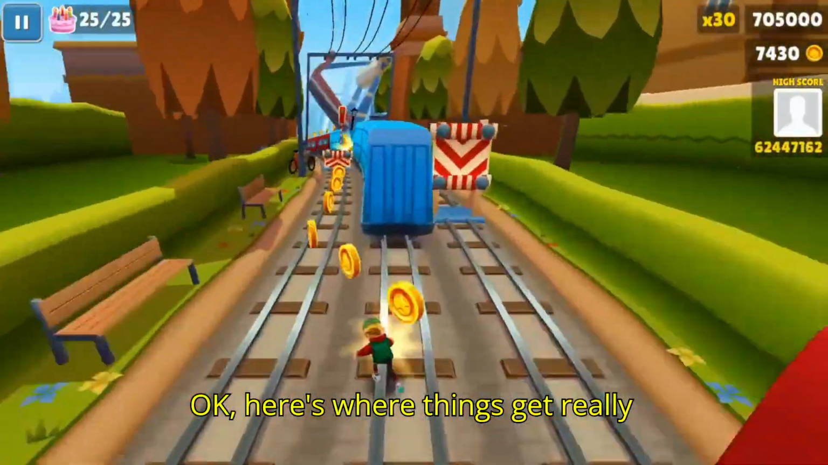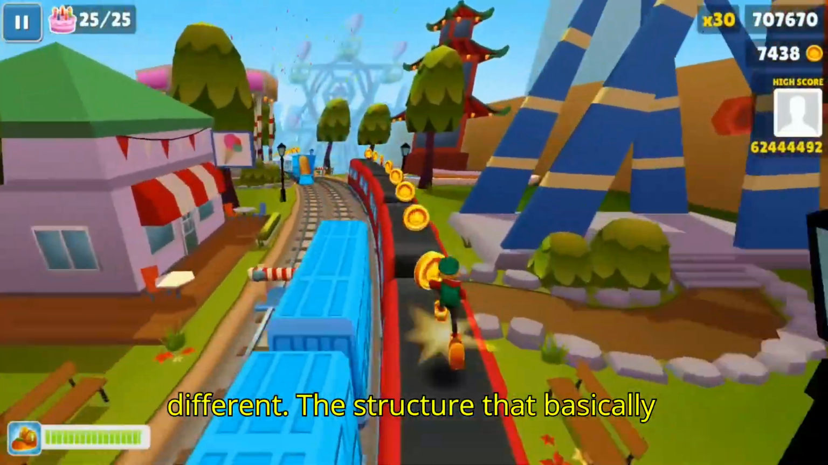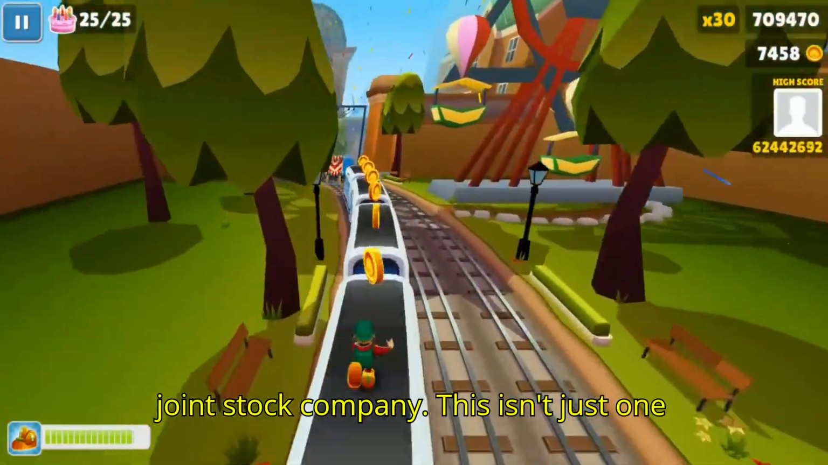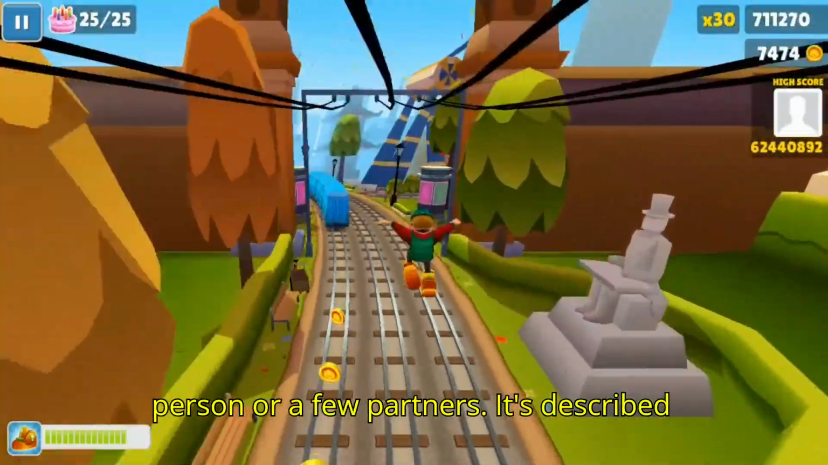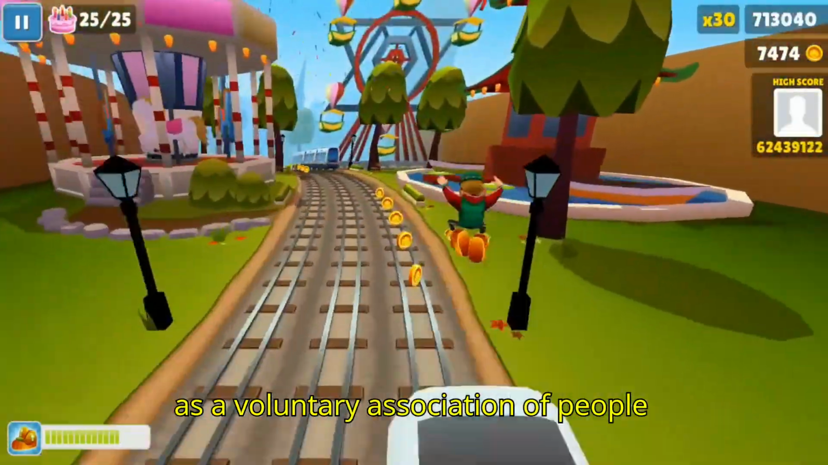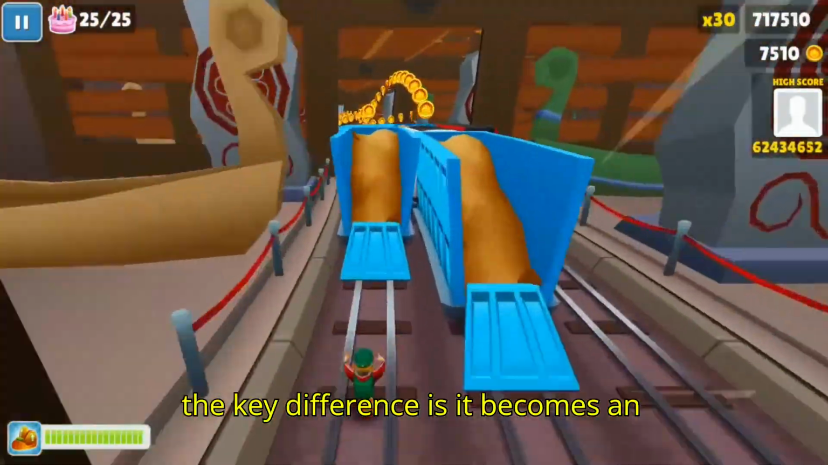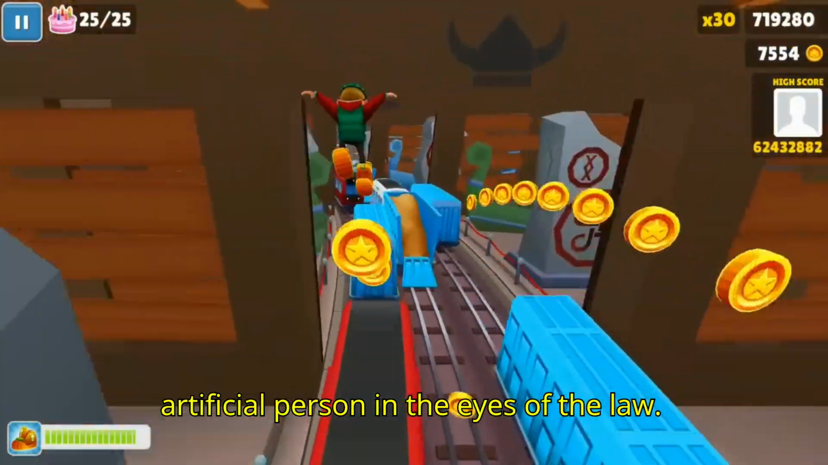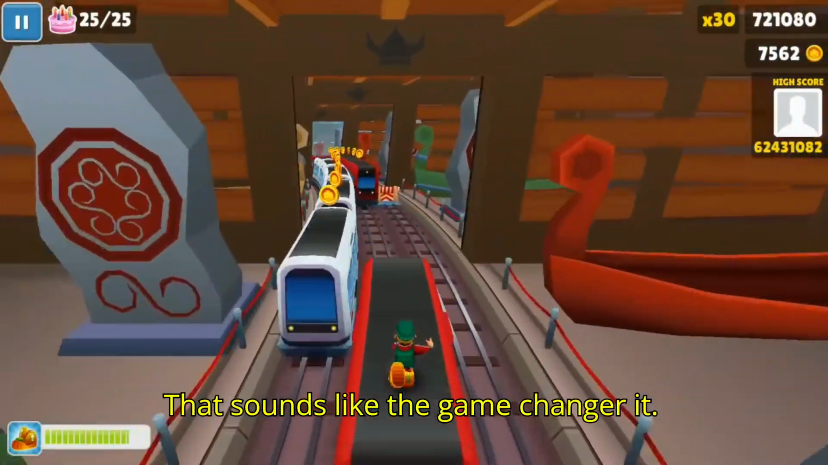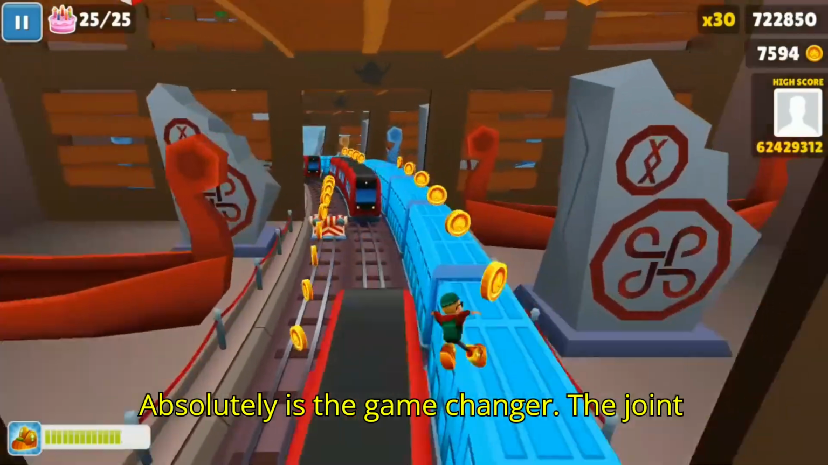Okay, here's where things get really different. The structure that basically enables modern global capitalism. The joint stock company. This isn't just one person or a few partners. It's described as a voluntary association of people pooling resources for economic goals. But the key difference is it becomes an artificial person in the eyes of the law. That sounds like the game changer. It absolutely is the game changer.